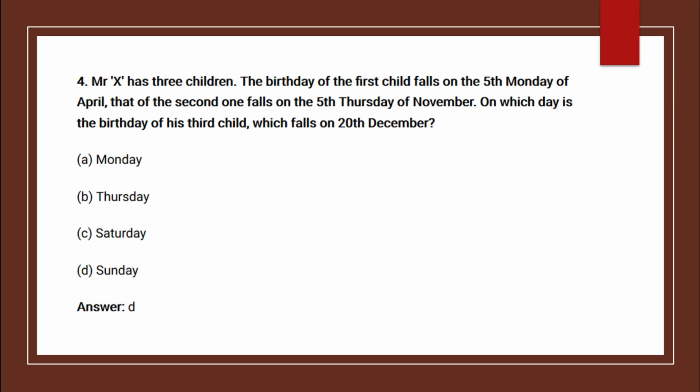Next question 4. Mr. X has 3 children. The birthday of the first child falls on the 5th Monday of April. That of the second one falls on the 5th Thursday of November. On which day is the birthday of the third child, which falls on 20th December? And the options are A Monday, B Thursday, C Saturday, D Sunday. And the answer is option D Sunday.